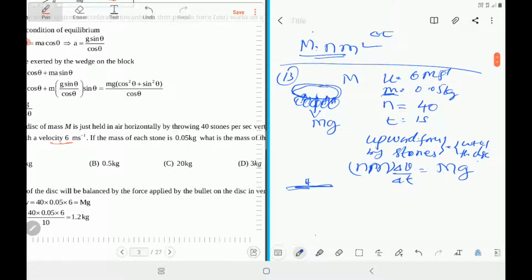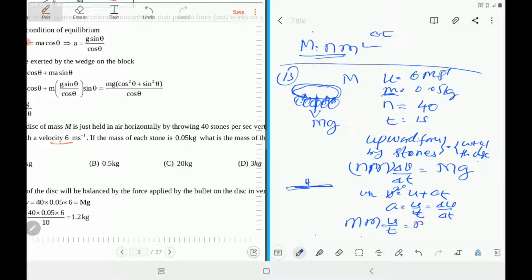Here, what is delta v by delta t? Use the relation v equals u plus at. Before striking the disk, velocity is u. After striking, velocity becomes 0. The stones come to rest. That much force they exert. So what's the acceleration? Acceleration is u by t. Therefore, in place of n times m, delta v by delta t, which is the change in velocity by the corresponding time, you can write u by t.